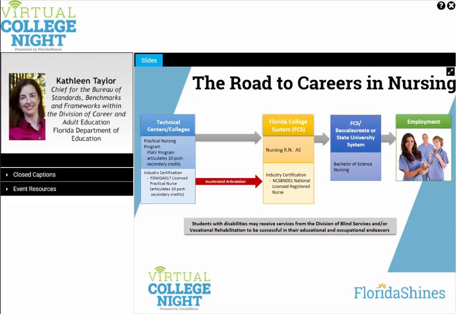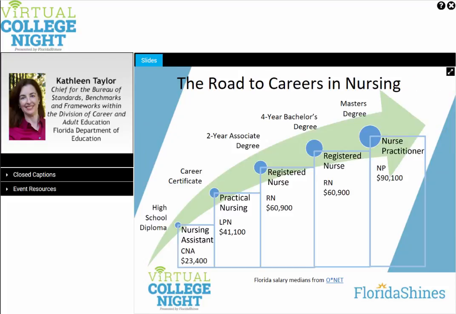Upon completion, students may exit and enter the workforce or progress along the pathway and move on to the next level of study, the associate's degree in nursing, available in the Florida college system. Upon completion or graduation, students may then exit into the workforce or continue on in the pathway at the baccalaureate degree level with advanced study in nursing, either available in the Florida college system or the state university system.